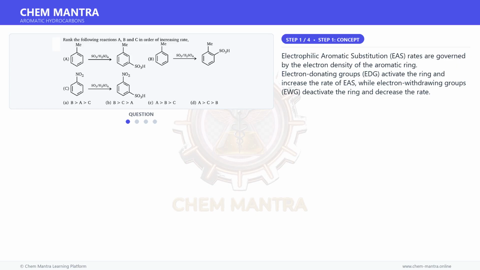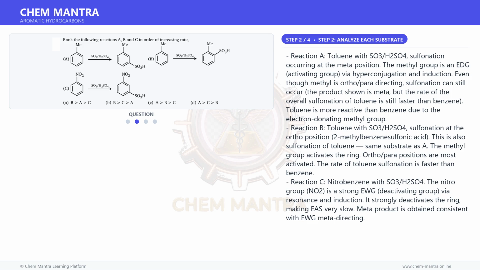Electrophilic aromatic substitution, EAS, rates are governed by the electron density of the aromatic ring. Electron-donating groups, EDG, activate the ring and increase the rate of EAS, while electron-withdrawing groups, EWG, deactivate the ring and decrease the rate. Moving on to the next step.